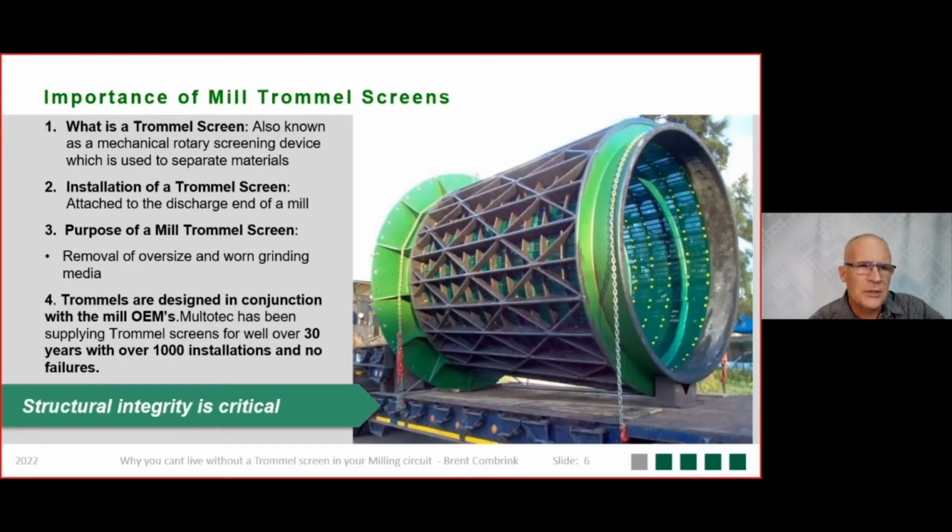Okay, the importance, what is a trommel screen? It's known as a mechanical rotary screening device. Installation of a trommel screen is attached to the discharge end of a mill, and you can imagine the size of the mill. If that trommel has got a diameter of 5 meters, the mills are huge. Removal of the oversized and worn grinding media, that is probably the most important function of that trommel screen, to protect the cyclones and also to protect your pumps.